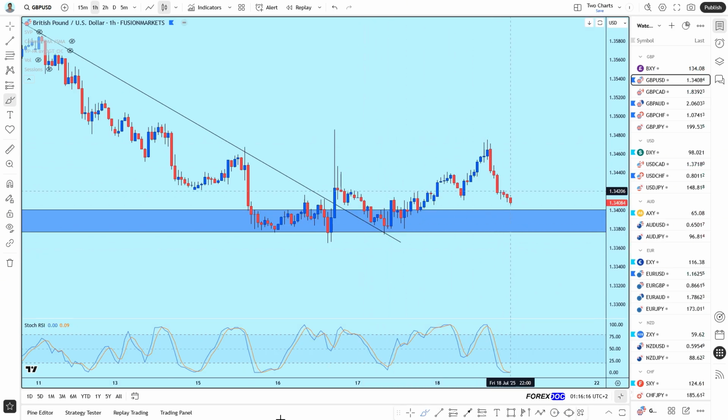So again, this is British pound US dollar. We can see the price started to go up and I tried to catch this bullish trend, but unfortunately that didn't work out very well for me. As you can see, it was very hard to catch basically this perfect entry here and this perfect exit because these moves are not very high.